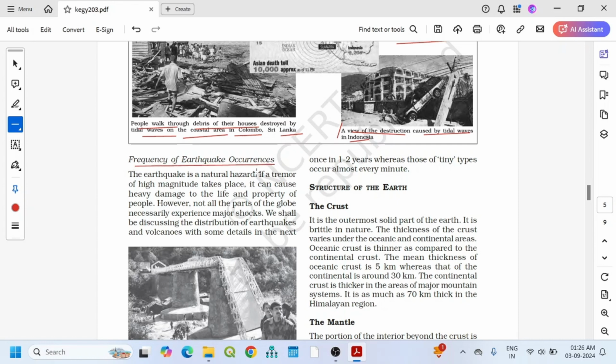Frequency of earthquake occurrences. The earthquake is a natural hazard. If a tremor of high magnitude takes place, it can cause heavy damage to the life and property of people. However, not all the parts of the globe necessarily experience major shocks. We shall be discussing the distribution of earthquakes and volcanoes with some details in the next.